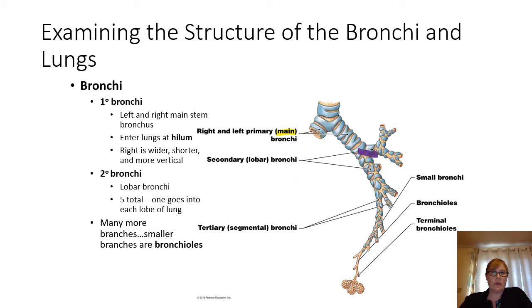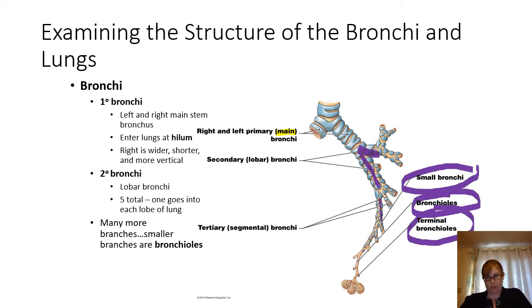Your lobar bronchi, the secondary bronchi, there are 5 total. So we have 2 on the left, 3 on the right. And then those become tertiary bronchi, which eventually become very small bronchi, bronchioles, terminal bronchioles, and then respiratory bronchioles. And that's where we were at with the last slide, where we were discussing the alveoli.